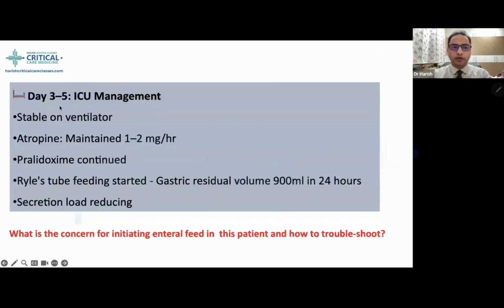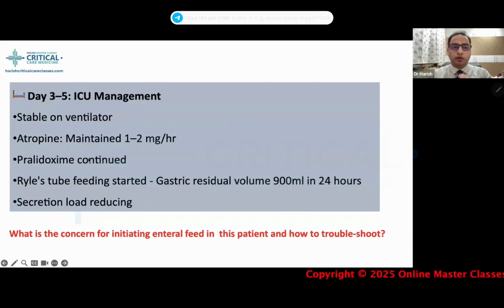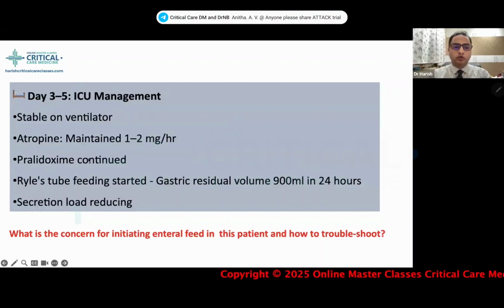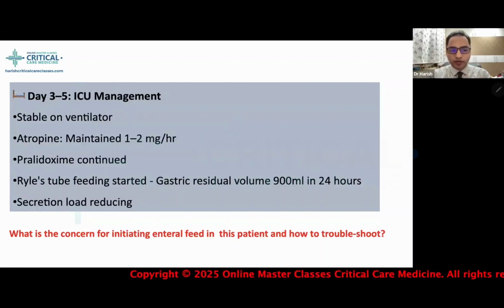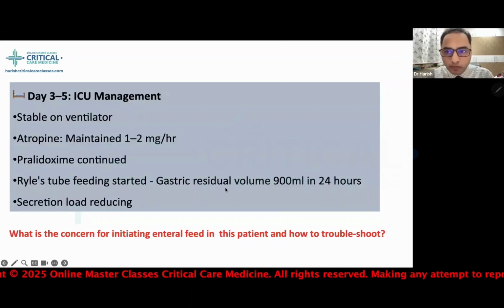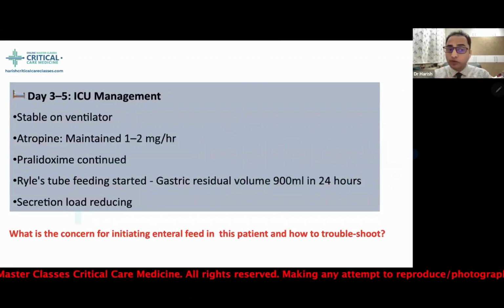Okay. So our patient, day 3 to 5, ICU management, is stable on ventilator. Atropine is maintained at a dose of 1 to 2 milligram per hour. Pralidoxime has been continued. We initiated him on Ryle's tube feeding. But the problem: he got a gastric residual volume of around 900 ml in 24 hours. So secretion load is reducing, but he is still having a high gastric residual volume, around 900 ml in 24 hours. So what is the concern?